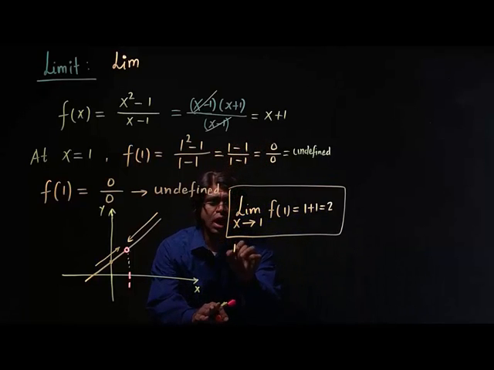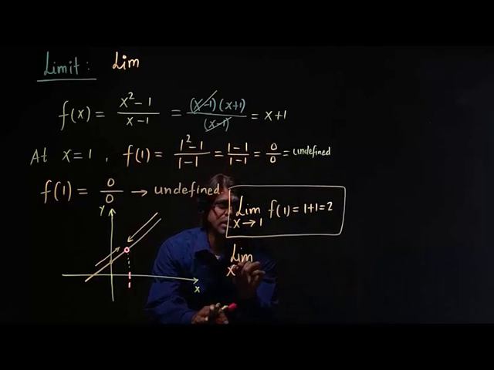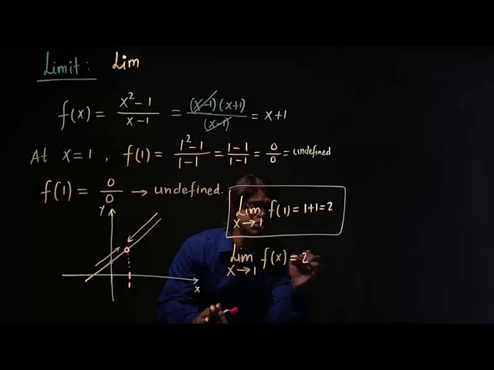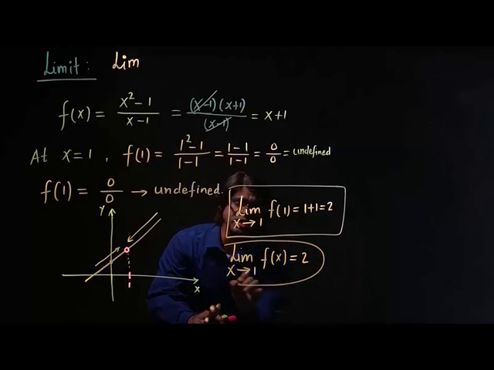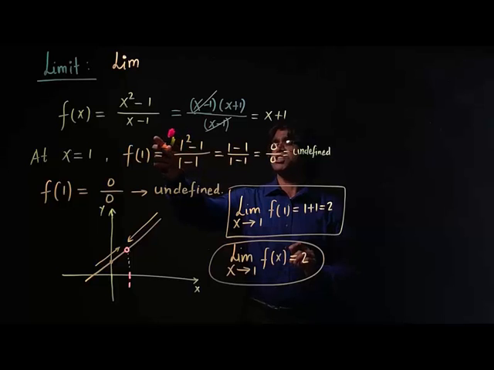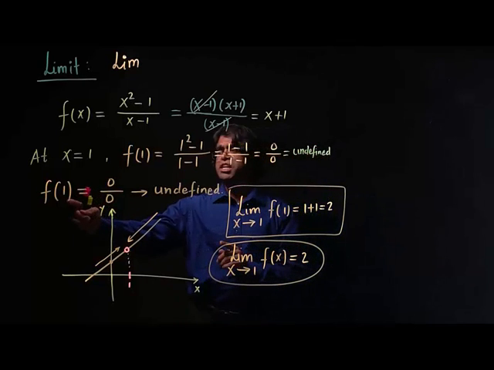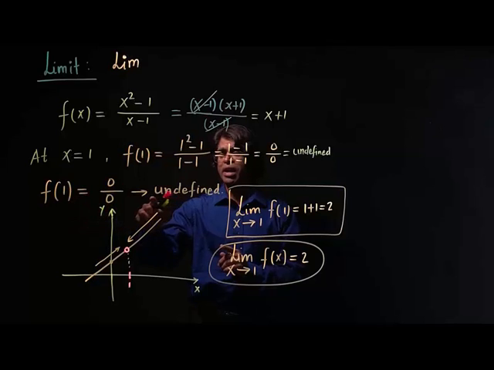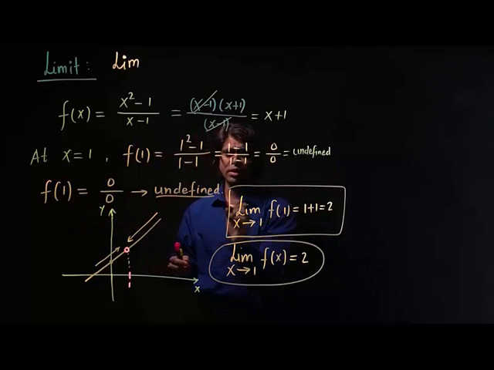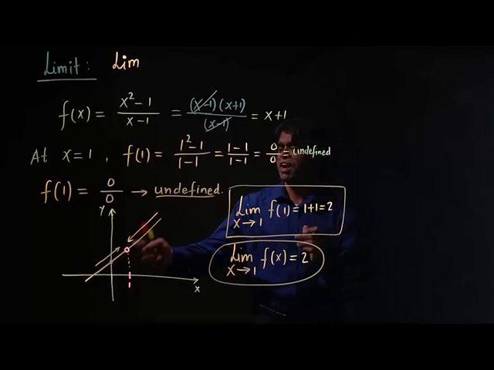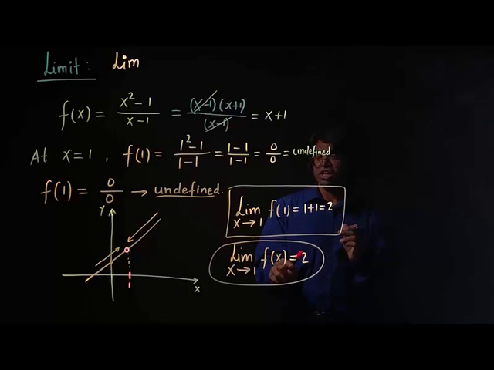So I'm going to write limit x tends to 1 of f(x) is basically 2, right? And this is the limit of this given function at x equals 1. But you need to understand that the function is not defined at 1, right? It's right here, not defined at 1. But if you approach the function at point x equals 1 from left and right, then the value of the function is 2.